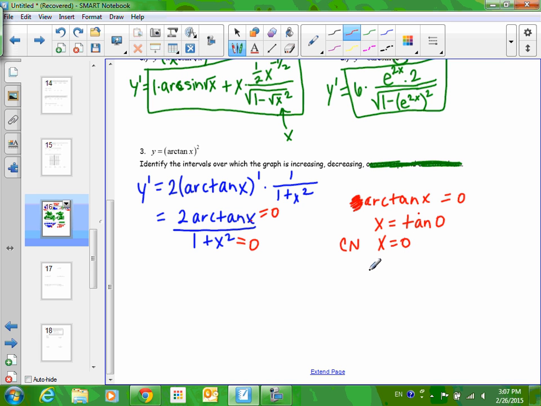Let's see if we have another one. Let's set the denominator now equal to 0. What we're doing now is saying, is this thing also undefined anywhere? Undefined would be when we divide by 0. And I get x squared equals -1. And oops, I'm square rooting a negative. We get to quit. In this class, we do not deal with imaginary numbers.